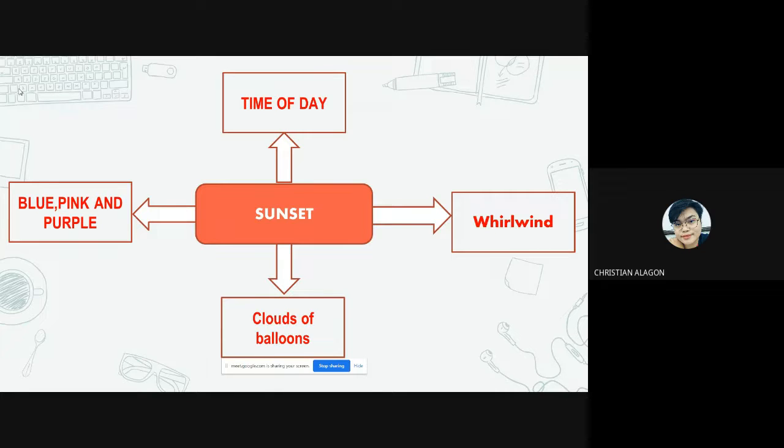So how do we describe sunset in our own words? In my own opinion, sunset is the time of the day because, yes, sunset is when the sun goes down. So that is the time of the day. I can see blue, pink, and purple balloons of clouds and swirling wind in the sunset. So that is how I describe sunset.